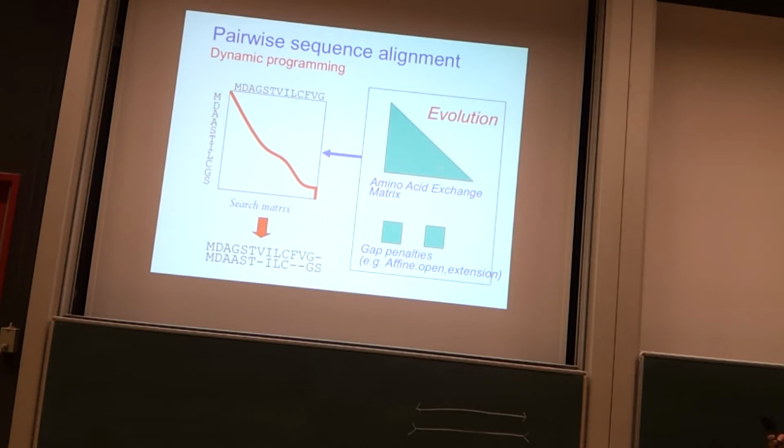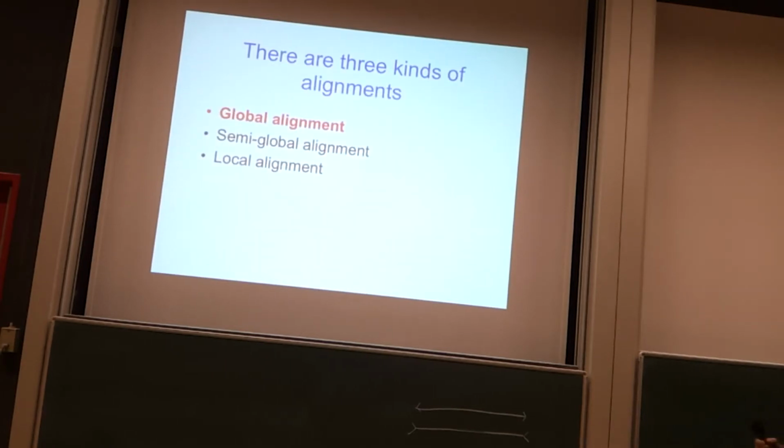And typically, we have to feed the algorithm gap penalties as well. This is really a gap open and gap extension penalty. But today we keep it simple. We'll just have a single gap penalty. So the first example will be, as you've practiced already, a global alignment.